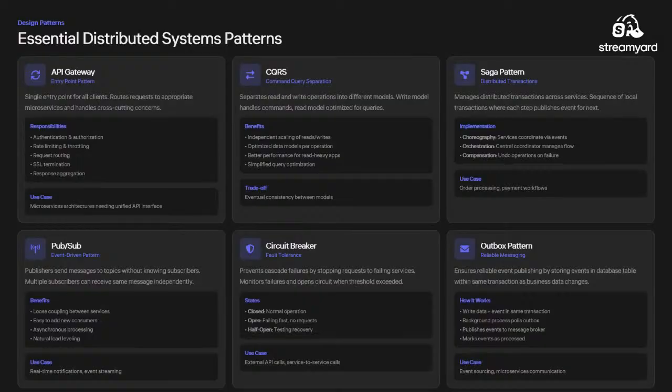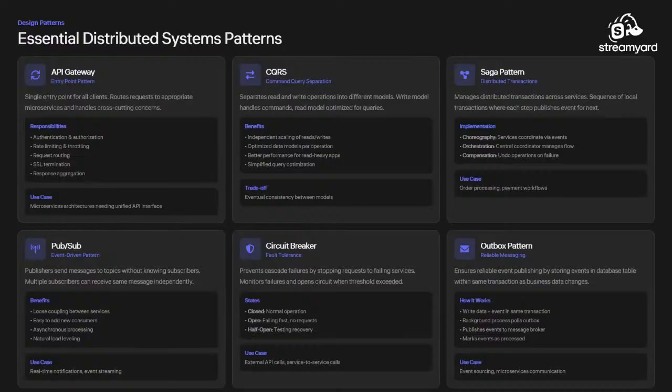CQRS also, it's like you're designing your read queries and write queries separately. You're not putting them all together. You have different scaling requirements for both read and write. So CQRS again comes as a very useful pattern for microservice architecture. Like that, you have circuit breaker.